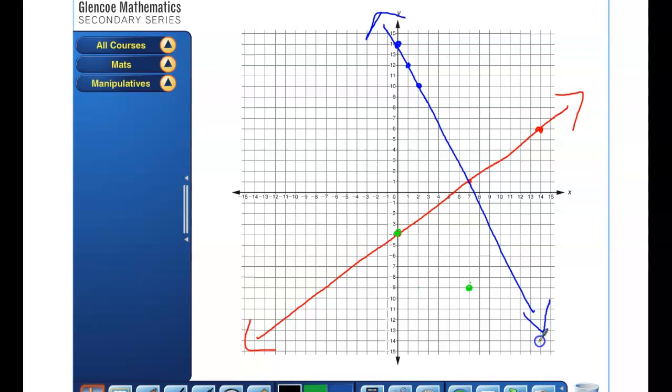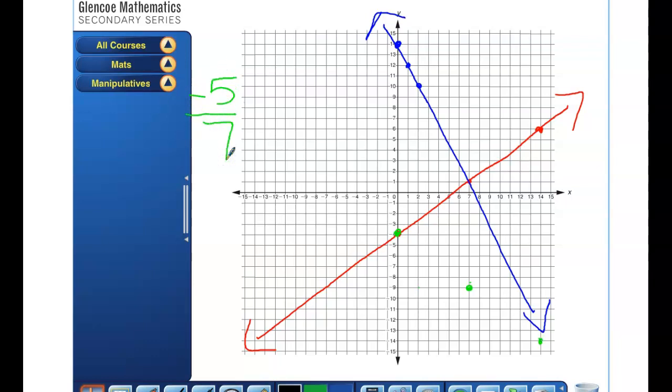Wait, hold on. So I have a point at 14, -14. Isn't that wrong? Because you're going -7. Nope. If I go down 5, I go to the right because I already used my negative. You can only use the negative one time.